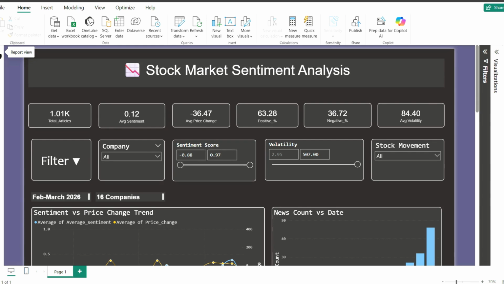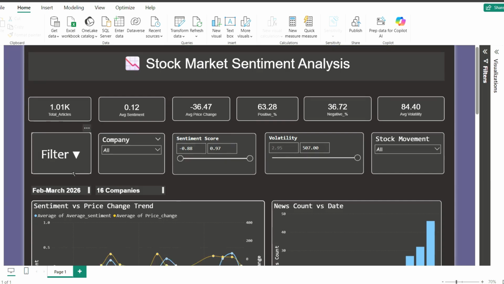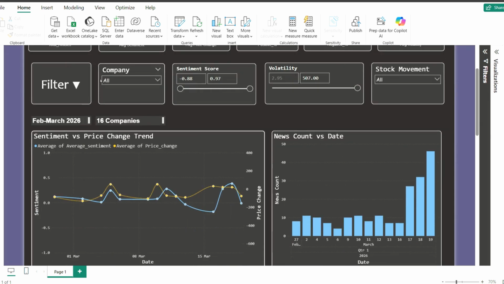Now let's talk about filters. We have multiple filters like company filter, sentiment score slider, volatility slider, and stock movement filter. These filters are connected to all visuals on the dashboard. So when we select a specific company, all graphs update accordingly. With a sentiment range, only relevant data is shown. With a movement type, up or down, all charts reflect that selection. This makes the dashboard fully interactive.